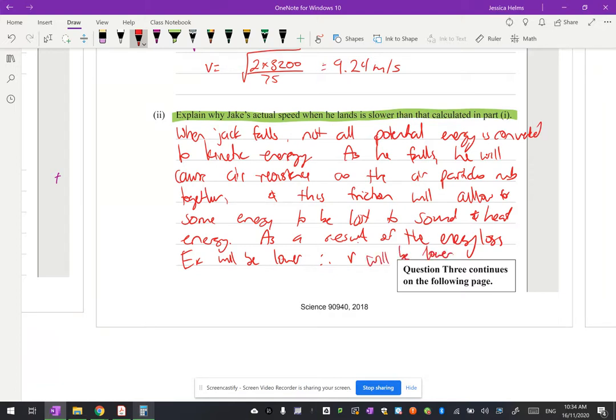All right, so you need to really go through that relationship there, that some of it is going to be lost and therefore the kinetic energy is going to be less and so velocity is going to be less. Now those two together are an excellent answer. There's definitely marks there for merits.